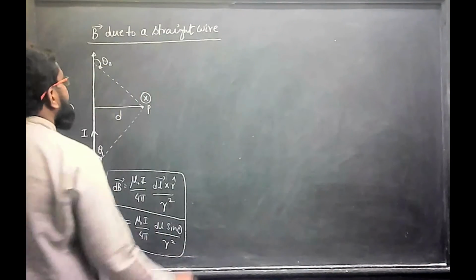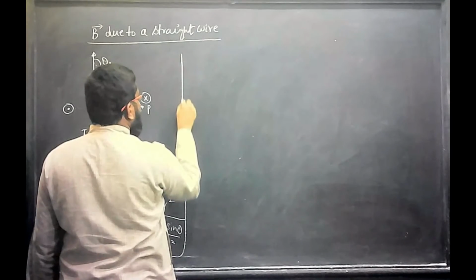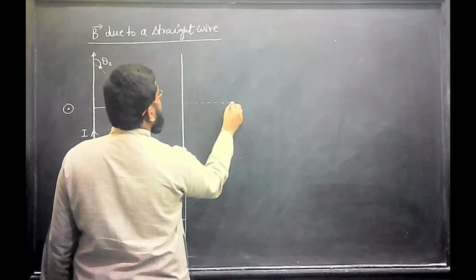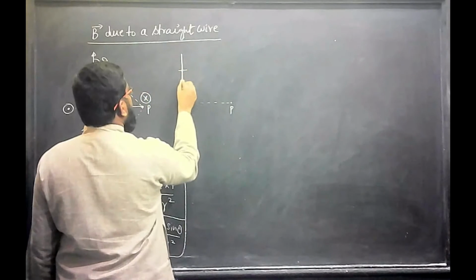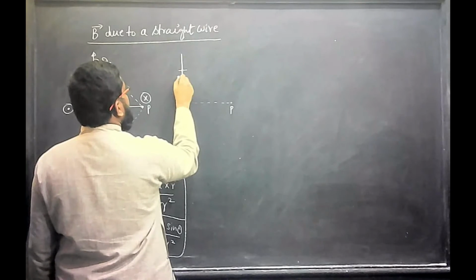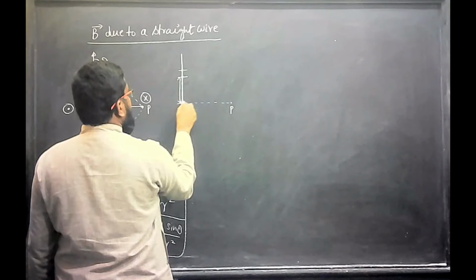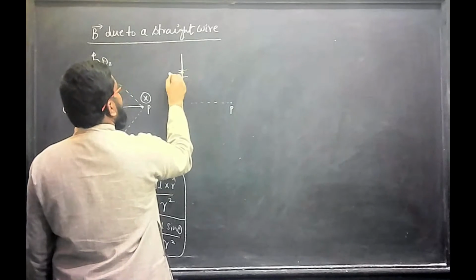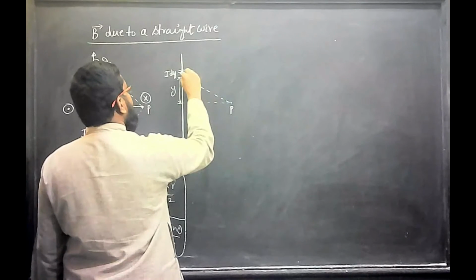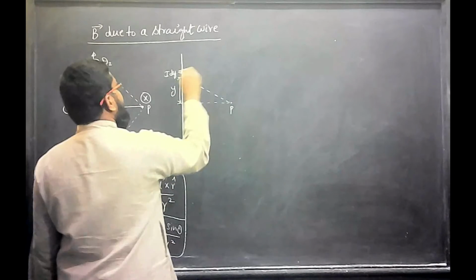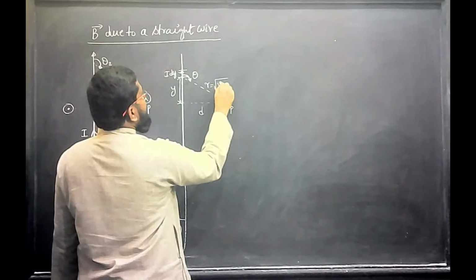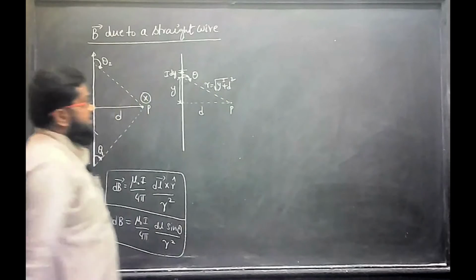Now let us see how to solve this problem. I will take a small element. This is the point P where we need to calculate. I am taking a small element at a distance of y along the y axis. Along y I am taking a small element dy, so this is I dy, which makes an angle theta at the observation point, and this is the distance r, which can be written as square root of y square plus d square.